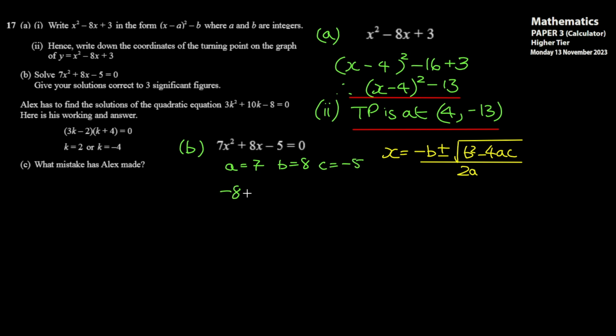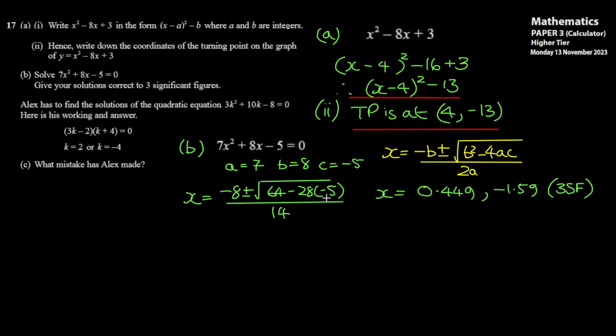So I get minus 8 plus or minus the square root of 64 minus 4 times AC. 4 times A, which is 28, minus 5. Do some simple calculations in your head. It'll make the calculator's job a little bit easier. And that's divided by 2 times A, which is 14. And if you put that into a calculator, you get the two values of x is equal to 0.449 and negative 1.59. And those are the answers for part B.